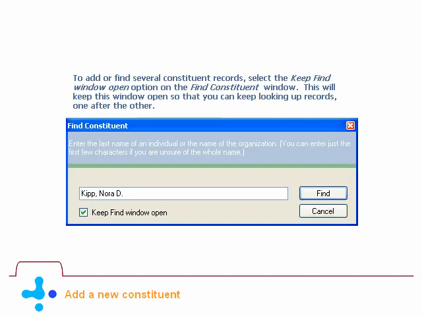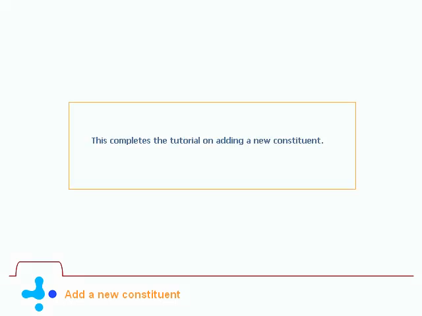To add or find several constituent records, select the Keep Find Window Open option on the Find Constituent window. This will keep this window open so that you can keep looking up records, one after the other. This completes the tutorial on adding a new constituent.